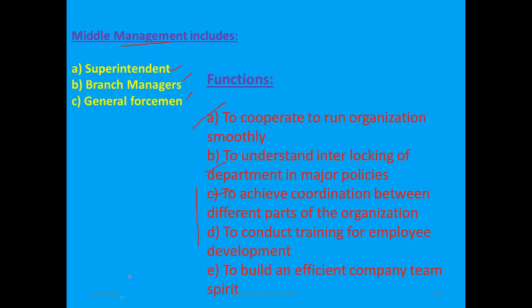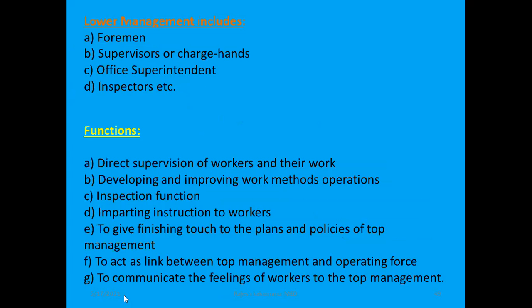Next, lower management people. The lower management level has foremen, supervisors, charge hands, office superintendents, or inspectors. These are the people in the lower level management. What are their functions here? Direct supervision of workers and their work. Direct supervision of the workers and the work they do.